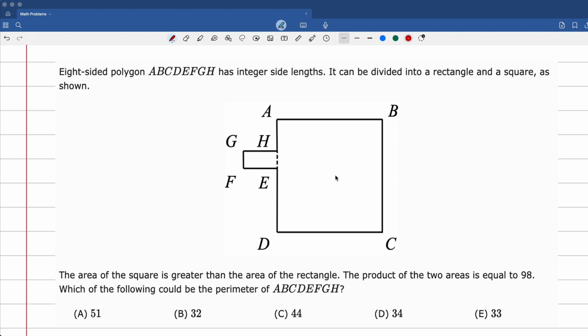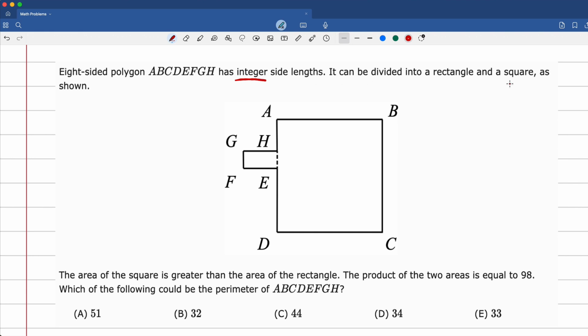Okay, so here's the question. It's an eight-sided polygon. And most importantly, I think the key idea here of solving this problem is to pay attention to details. So the first thing that I would like to focus on is the integer side length. Every single side here, AB, BC, CD, DE, EF, FG, and GH, all of them have integer sides.